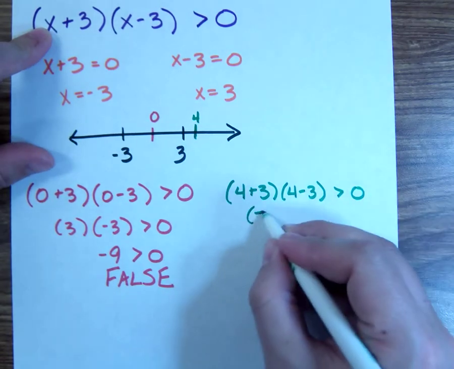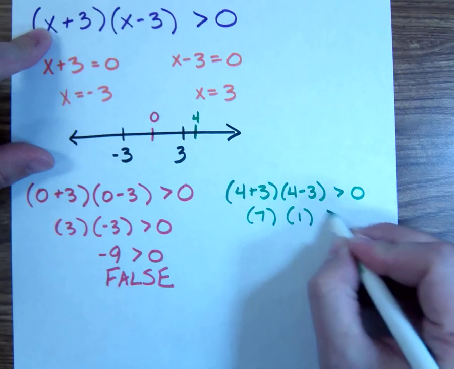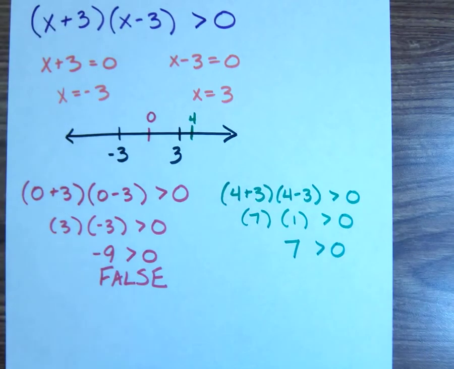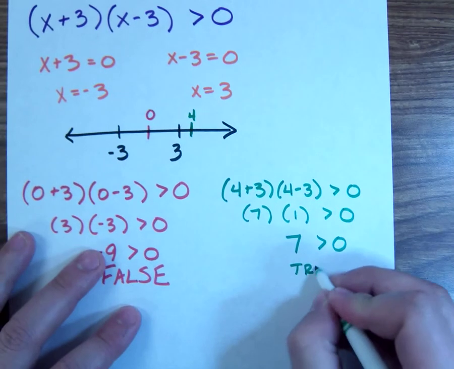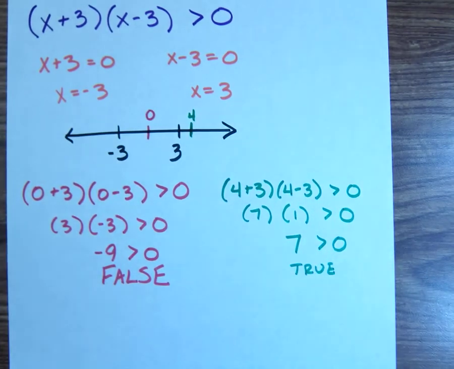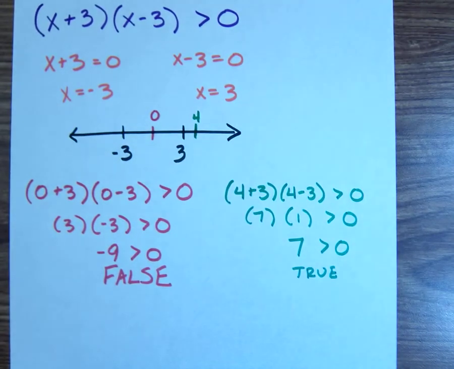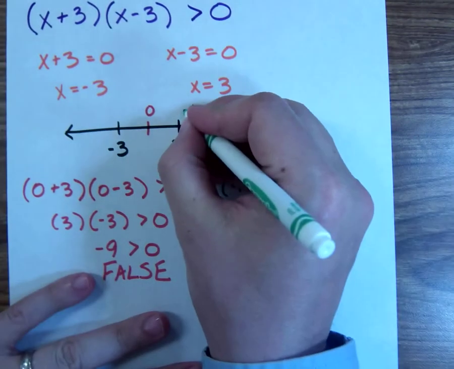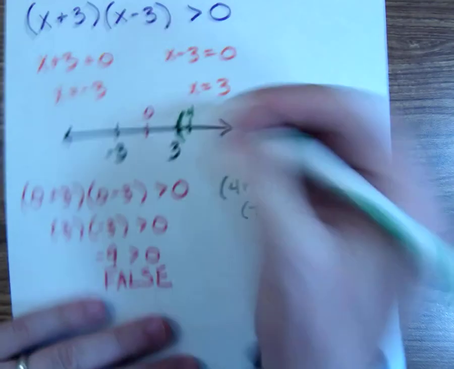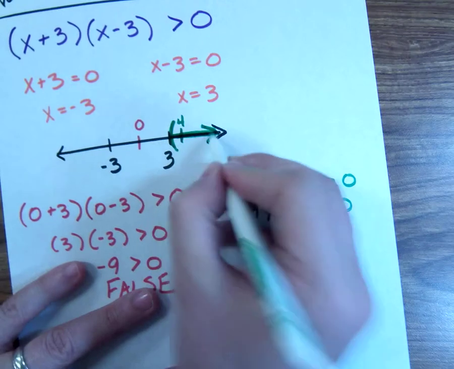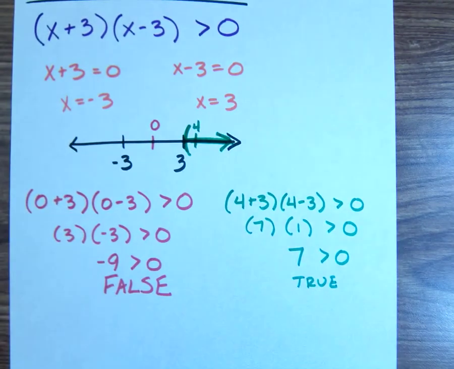Four plus three is seven, and four minus three is one, and seven times one is seven. That statement is true. What that tells me is the numbers above three are included in my answer set. And I'm going to do this by doing this symbol with the arrow. You should remember this from last semester, I hope. We did inequalities.